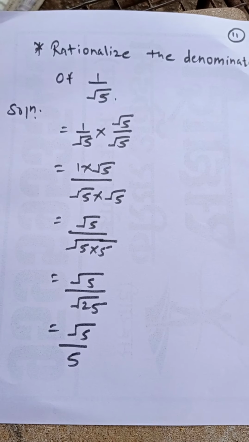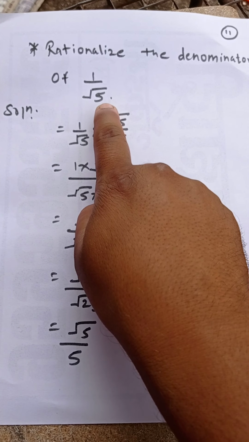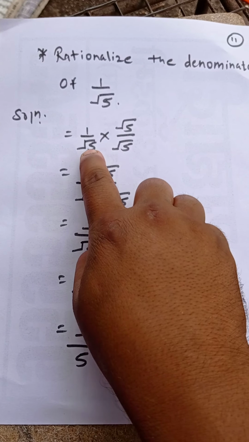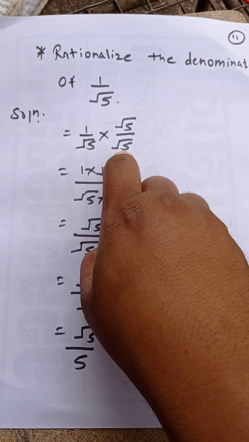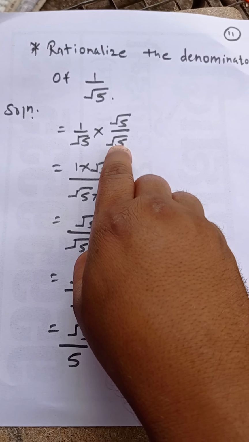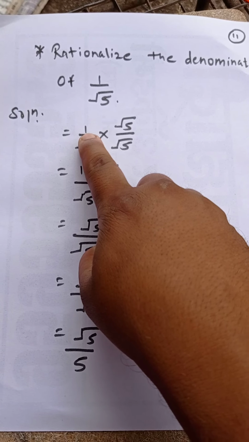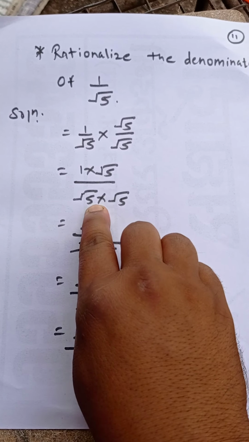Now, rationalize the denominator of 1 upon root 5. This is a very important example for you. We have to rationalize only the denominator. So 1 upon root 5 into root 5 upon root 5, because this root 5 should be multiplied by root 5 to get a rational number. When we multiply the denominator by root 5, we have to multiply the numerator by root 5 also. So 1 into root 5 upon root 5 into root 5.